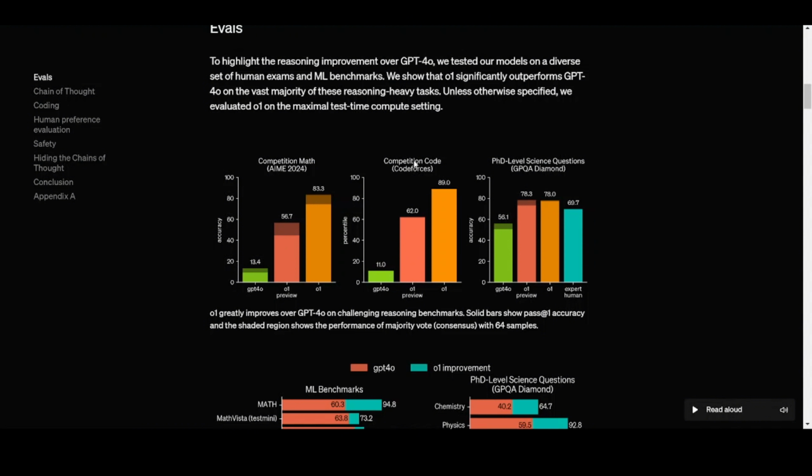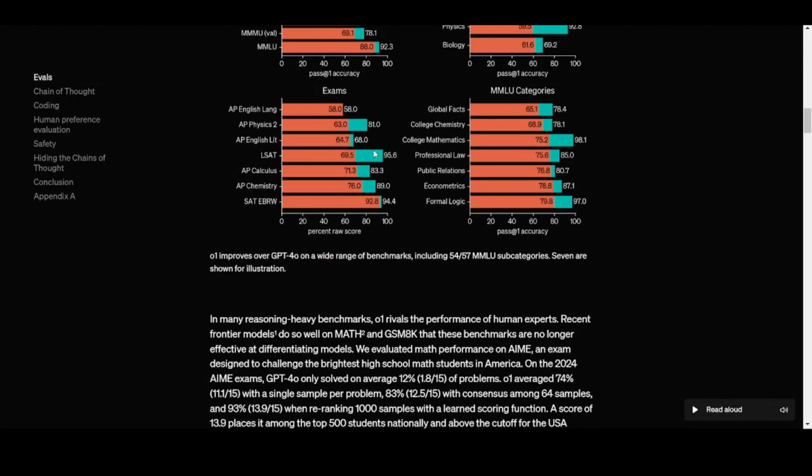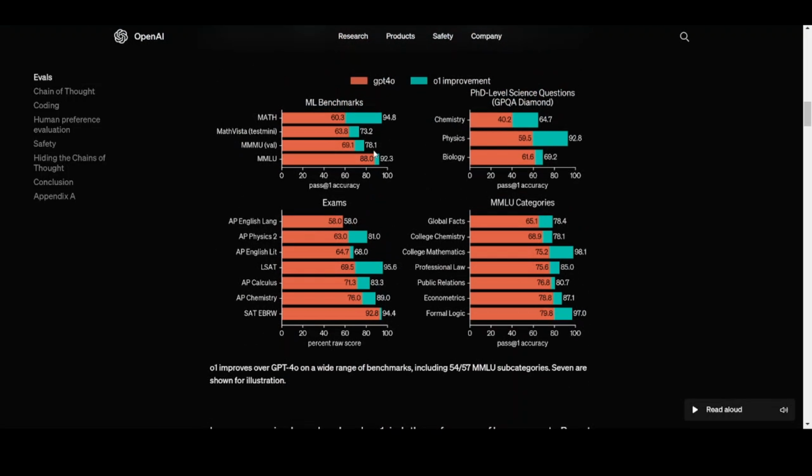O1 improves over GPT-4o on a wide range of benchmarks, including 54 out of 57 MMLU subcategories. Remember to not always take these benchmarks seriously, because most of them have been corrupted. Most of them have already been leaked, and at times the models may be overfitting in some of the benchmarks.